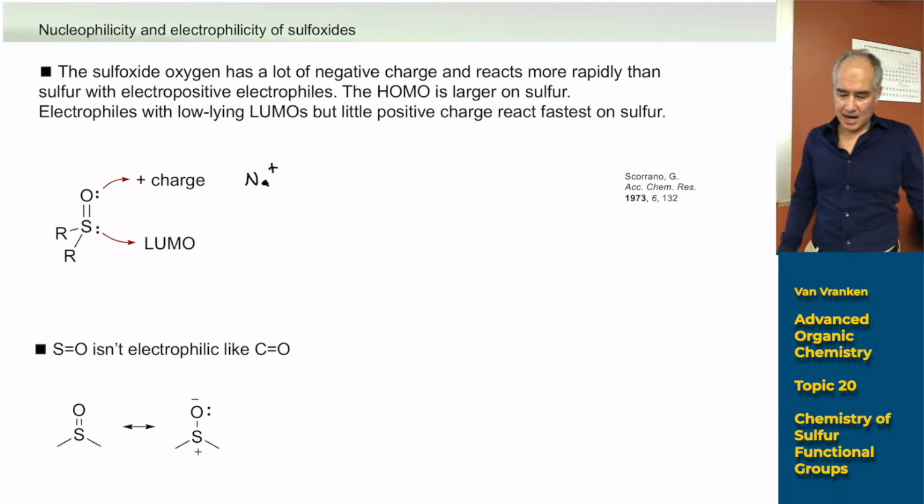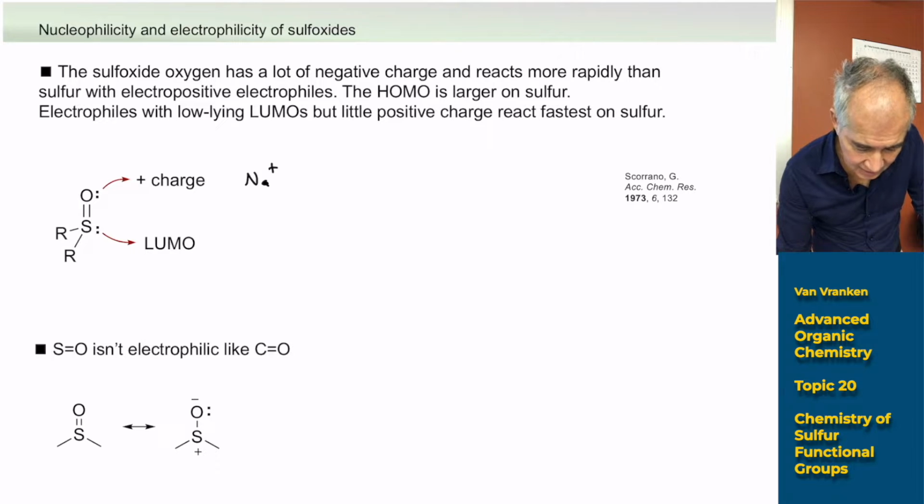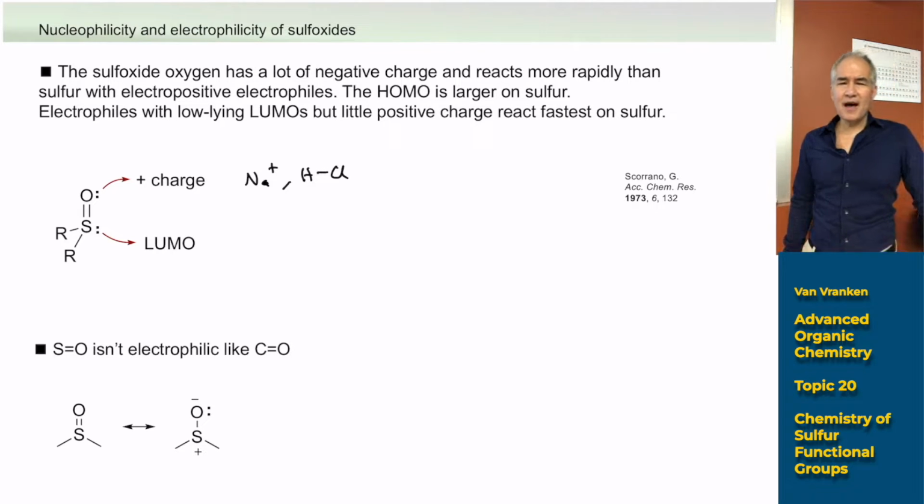So metal cations, alkali metal cations with a lot of partial positive charge. Strong acids, like HCl, sulfuric acid. So I'll just write HCl there. There's a lot of partial positive charge on the proton. The proton is way less electronegative than the chlorine atom or the oxygen atom of your acid. So protons, you'll protonate faster on oxygen than on that sulfur of the sulfoxide.